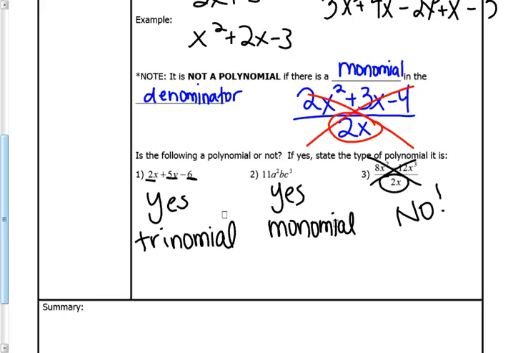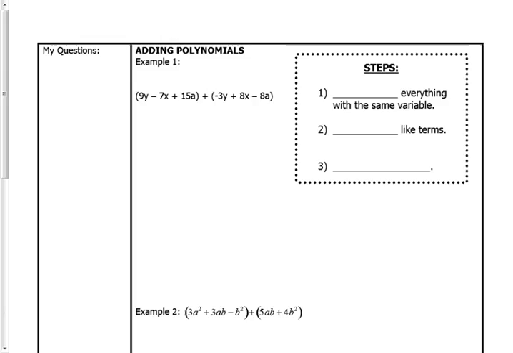Okay, so that was just the basics of identifying and being able to recognize what is a monomial, what is a binomial, what is a trinomial, and knowing that these are all called polynomials. Because what we're doing today is we're actually going to add or subtract polynomials. Okay, so the main gist of this is when you add or subtract, what we're really doing is combining like terms. Okay, we are combining like terms.